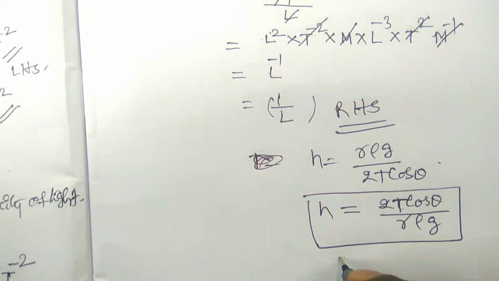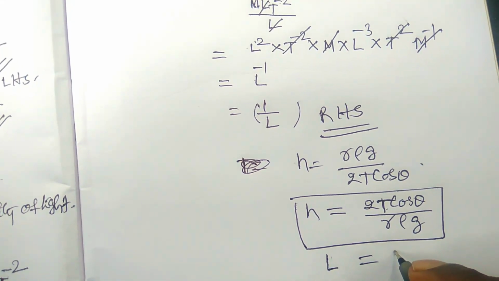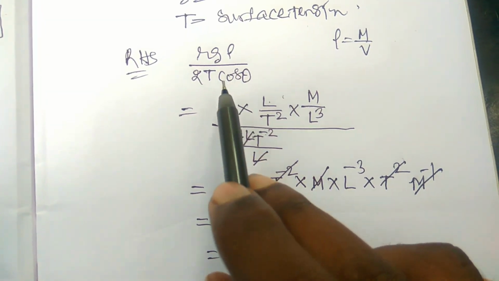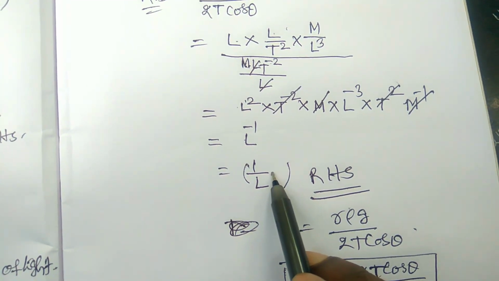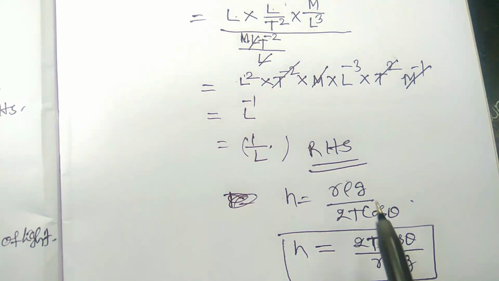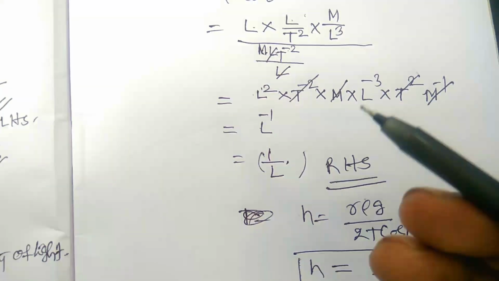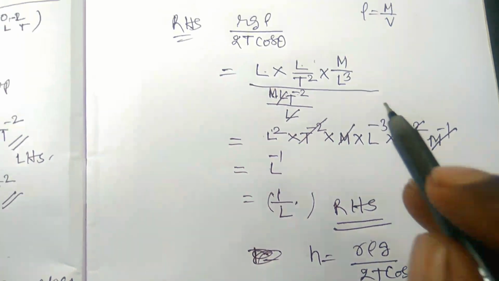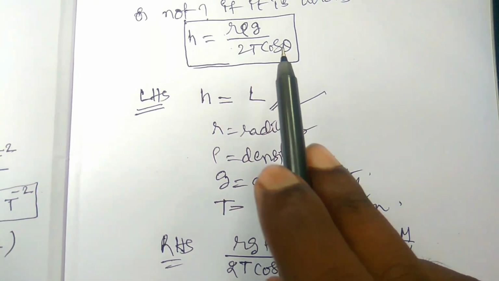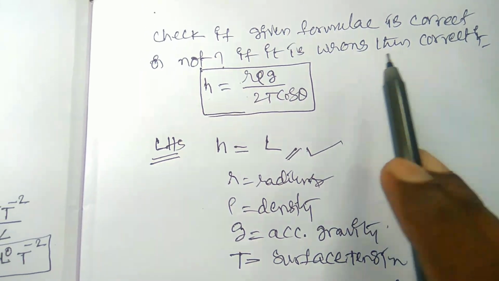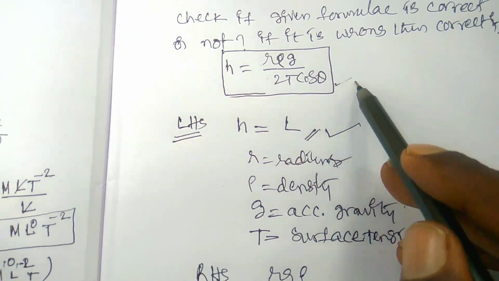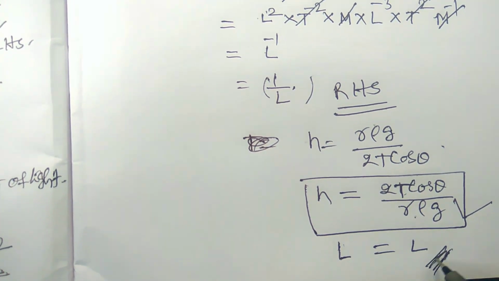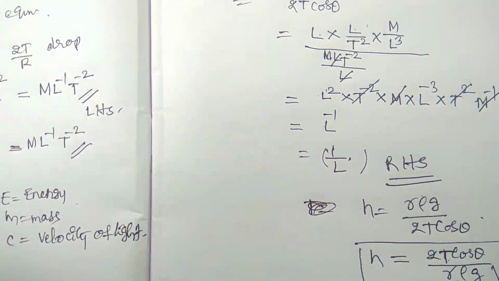In LHS there is an L, in RHS also L. If R rho G by 2T cos theta is equal to 1 by L, then 2T cos theta by R rho G is equal to L. So this can be reciprocal, right? So this is the correct answer, and this can be wrong. If it is wrong, then you have to correct it. The correction is 2T cos theta by R rho G. Okay, so this is the method you have to understand better.